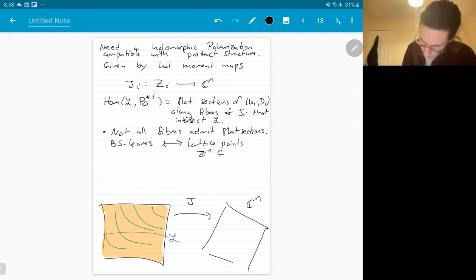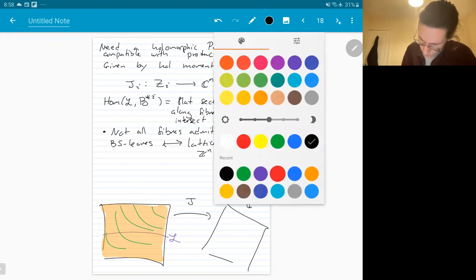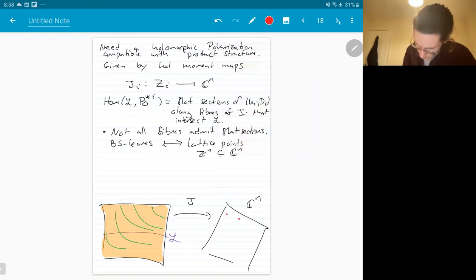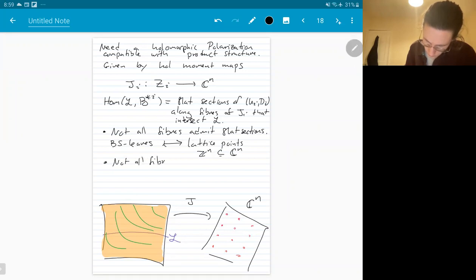Z to the N inside of C to the N. So that's kind of the first thing that's happening. Kind of some special lattice points. The second key thing is that not all fibers intersect L.